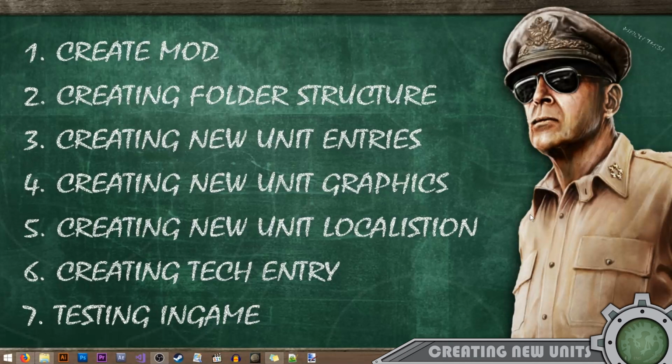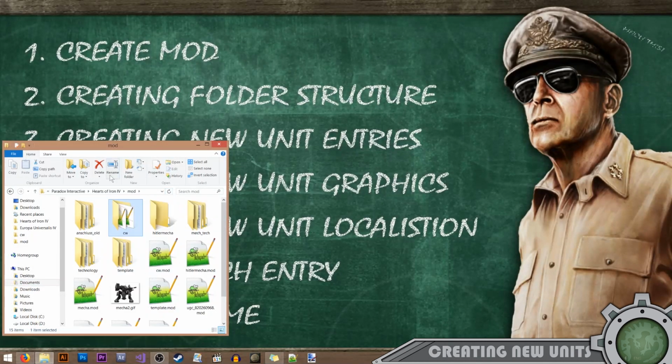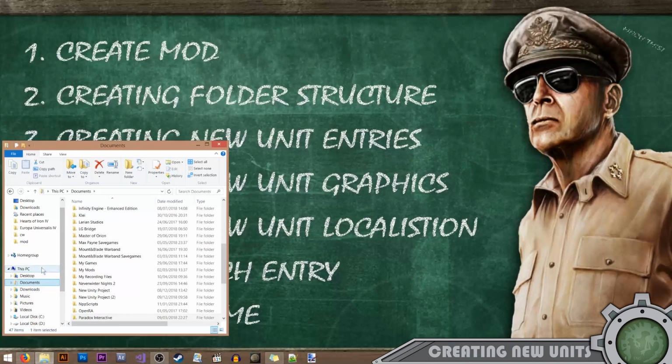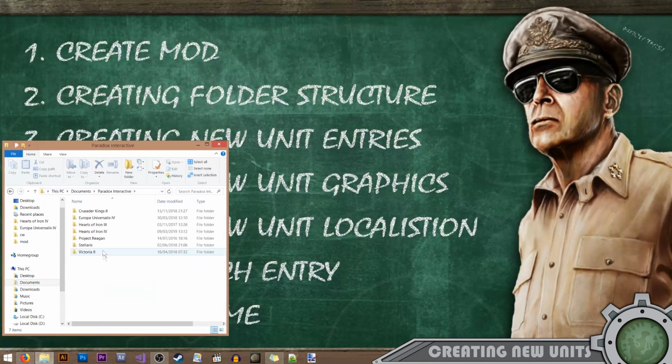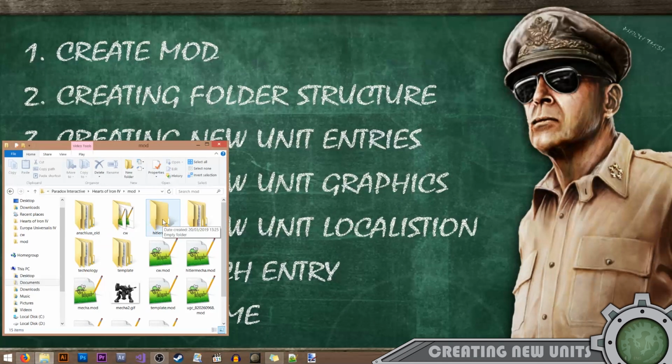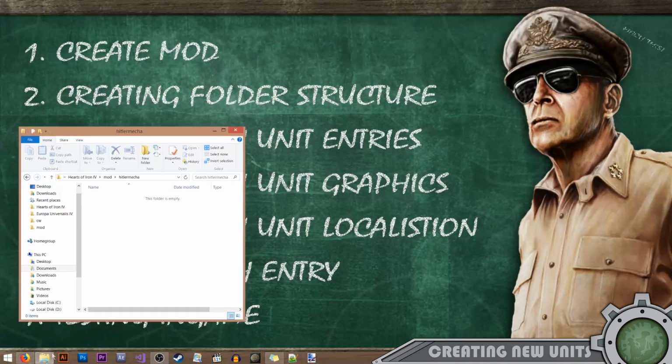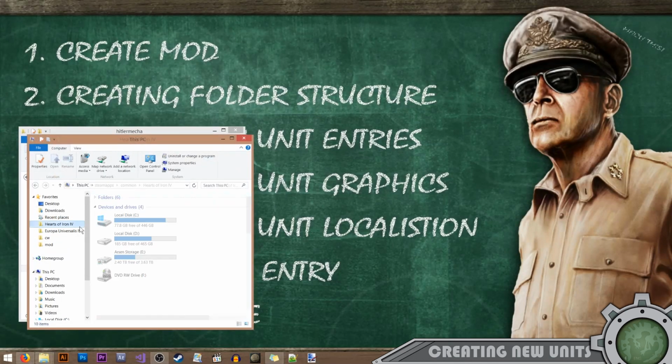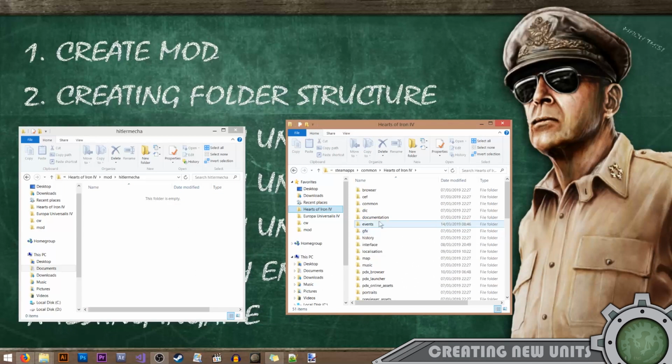Our next step is to create the folder structure. So in order for the game to read the files correctly, we will need the same folder structure that the vanilla units use. And we will also be using some of the vanilla files. So let's get to it. First of all, let us open our mod folder. It's located in Documents, Paradox Interactive, HOI4, Mod, and here's our Hitler mecha folder. And I'll open the vanilla game, which is located in the Steam folder.